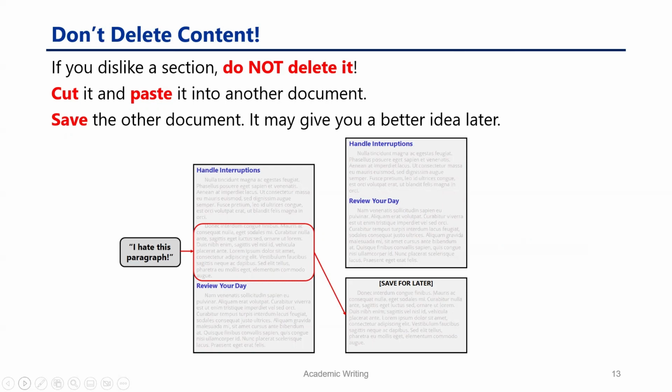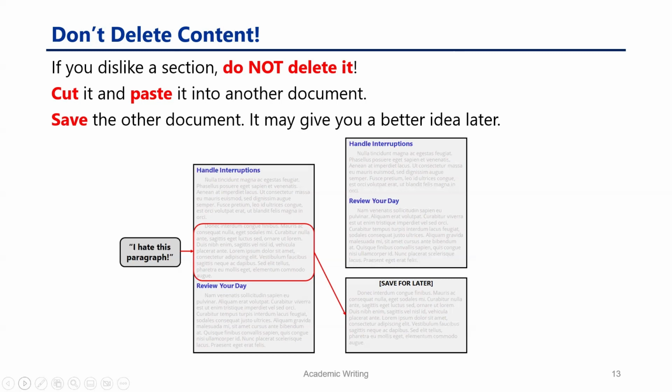So let's look at an example. There were two sections on this page of the paper: handle interruptions and review your day. And the author just didn't like the second section in handle interruptions. So what did they do? They took it out, but they saved it. If you look on the right, it's the same paper, only without the second paragraph under handle interruptions.